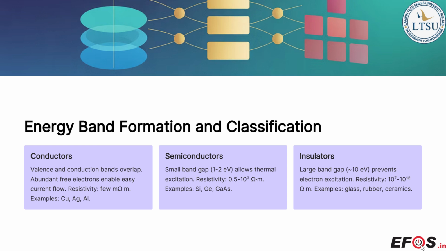Semiconductors. These have a small band gap, 1 to 2 eV. This gap is small enough that thermal energy at room temperature can excite electrons across it, creating some conductivity. Examples are silicon and germanium. Insulators. Insulators are defined by a large band gap, around 10 eV. This huge energy gap prevents electrons from being excited into the conduction band, leading to extremely high resistivity. Examples include glass and rubber.